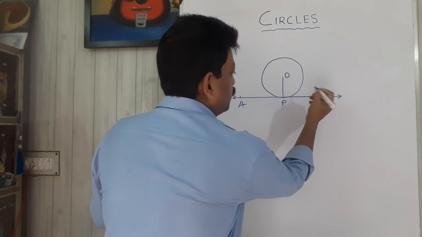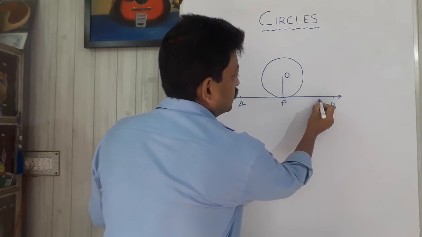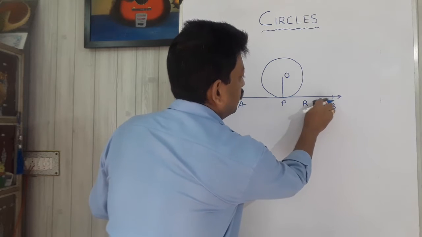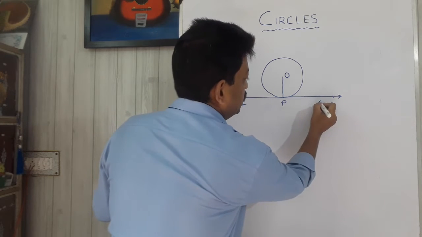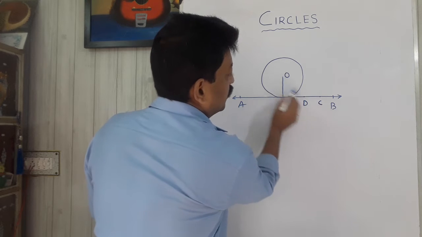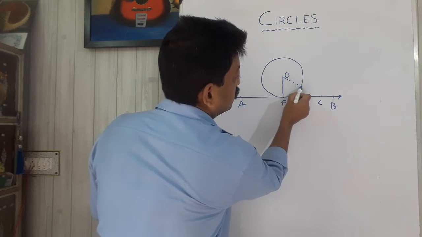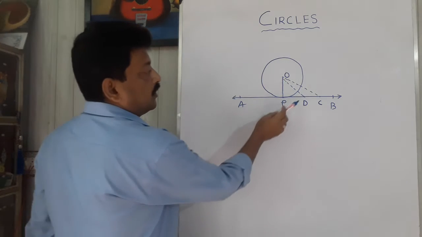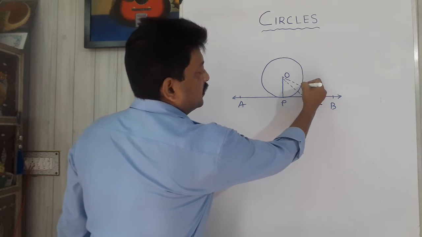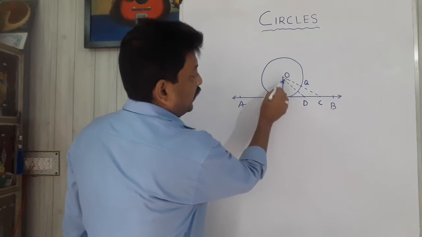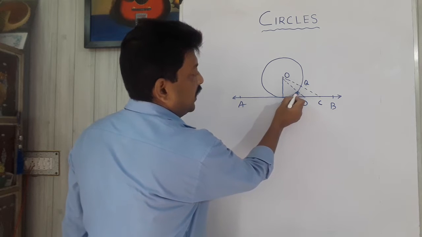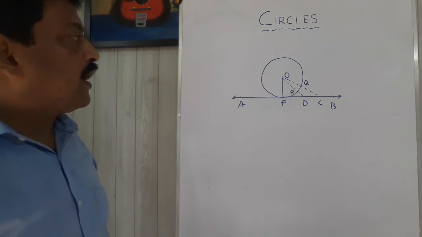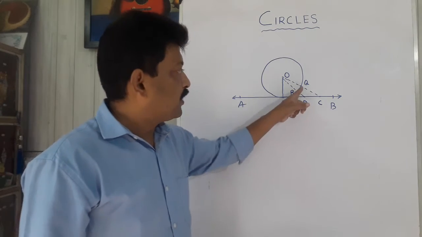Suppose two points. Let me change the name. Suppose this is C, this is D. Let me join C and D with the center. As you can see, OC is intersecting the circle. Suppose it is Q, and OD is also intersecting the circle at a point. Suppose this is R. Q and R are the points of intersection.